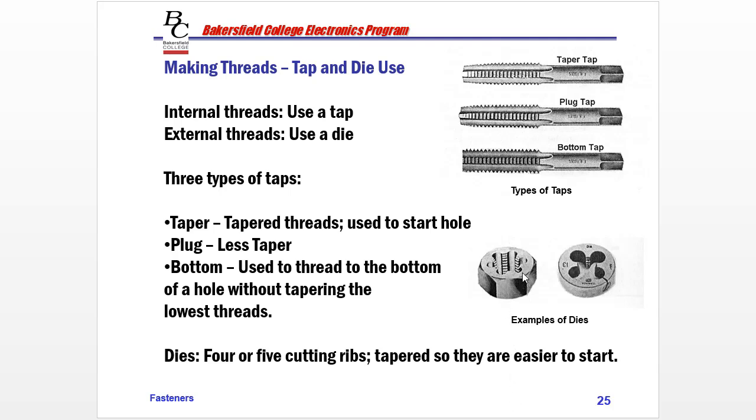Dies have 4 or 5 cutting ribs tapered, so they're easier to start. It'll actually say on the die, start from this side, and so that's the side you would screw onto the bolt first, because it has that taper. In lab, I'll show you some different taps and some different dies. They come in all sizes for all size of fasteners, from the smallest machine screw to the largest bolt.